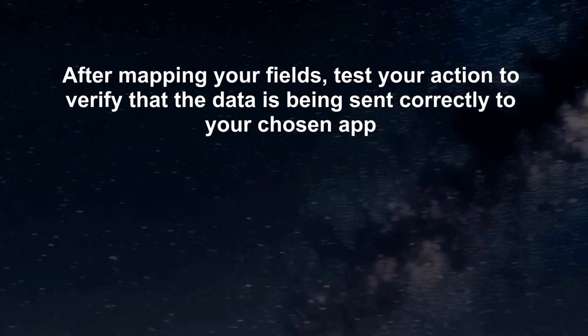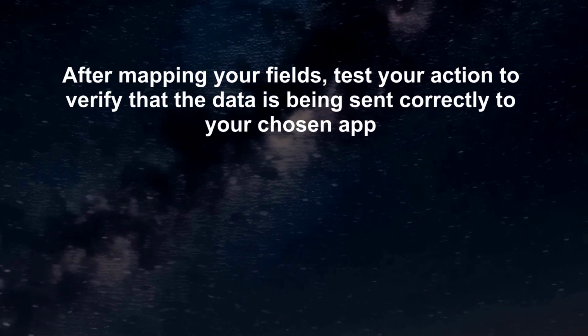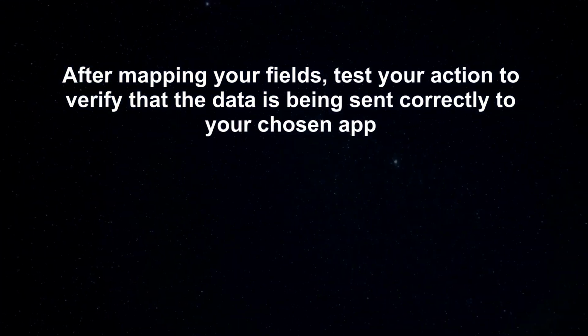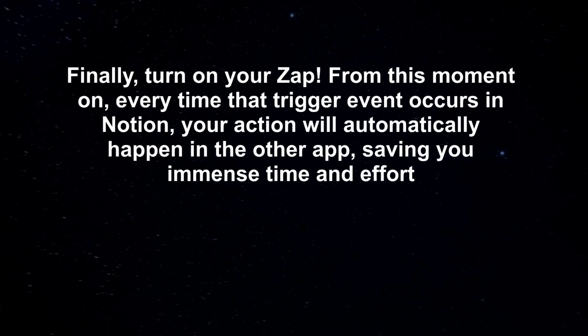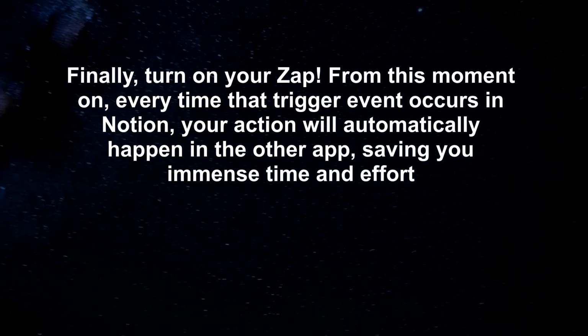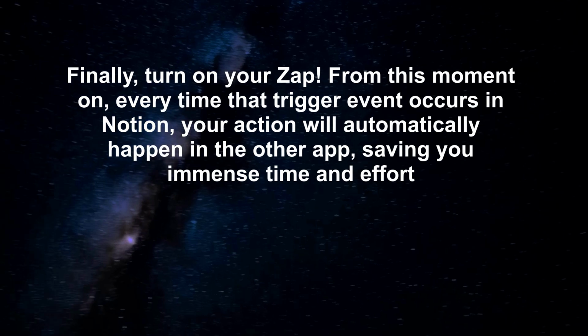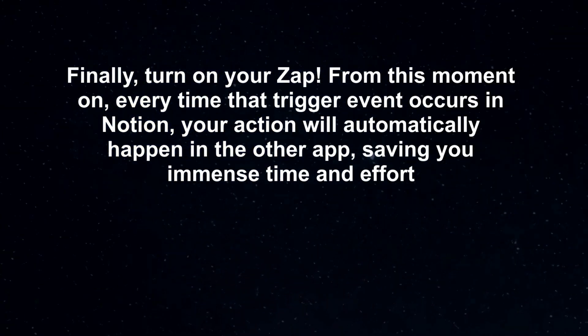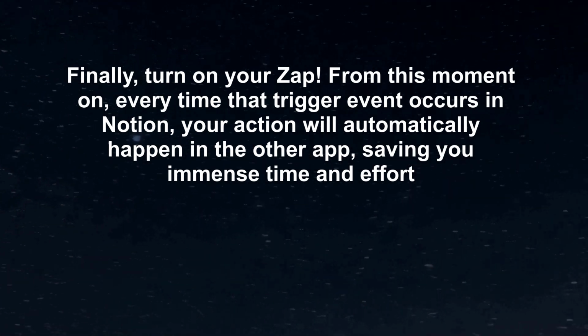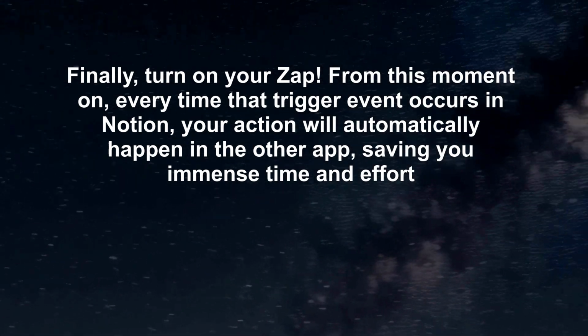After mapping your fields, test your action to verify that the data is being sent correctly to your chosen app. Finally, turn on your Zap. From this moment on, every time that trigger event occurs in Notion, your action will automatically happen in the other app, saving you immense time and effort.